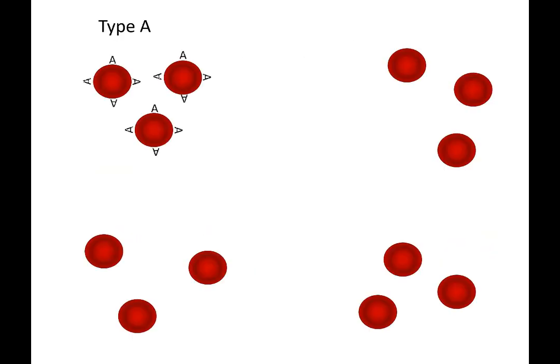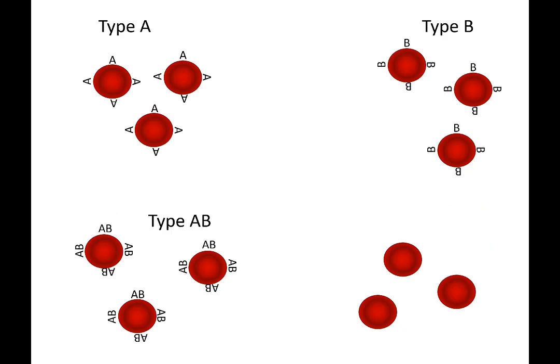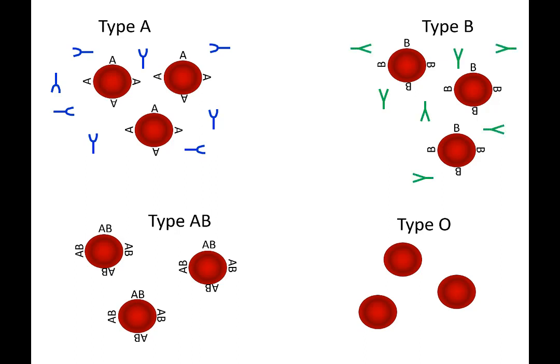So here we are, surface marker A, person's type A. Surface marker B, they're going to be type B. Both markers, A and B, and type O. So then in the plasma, what type of antibody are the A people going to have? Anti-B. I have them shaped like a little curve because I figure the top of the B is a curve. And the type B people are going to have anti-A.